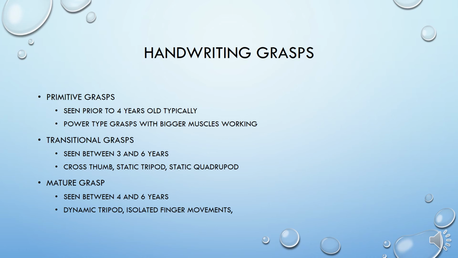Transitional grasps are seen usually between 3 and 6 years of age. Again, there's overlap. Some younger children use mature grasps. Some older children don't. So that's why there's a lot of overlap in the time here, the years. Transitional grasps, we'll talk about them in particular, but the cross thumb, static tripod, and quadrupod are seen around preschool years. And then the mature grasp is seen again in later preschool and early school age years.